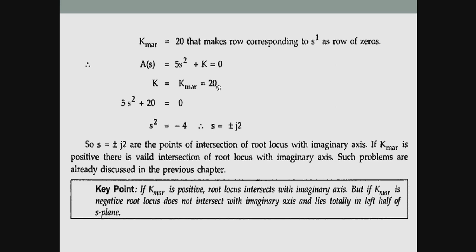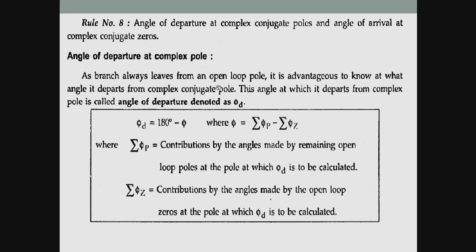If k marginal is positive, there is a valid intersection of the root locus with the imaginary axis. Such problems we have already discussed previously. The key point is that if k marginal is positive, the root locus intersects the imaginary axis, but if k marginal is negative, the root locus does not intersect the imaginary axis and lies totally in the left half of the s plane. That is what one has to understand.